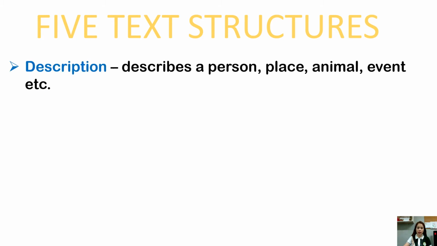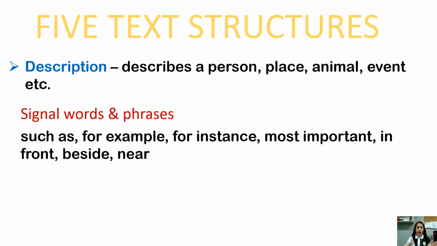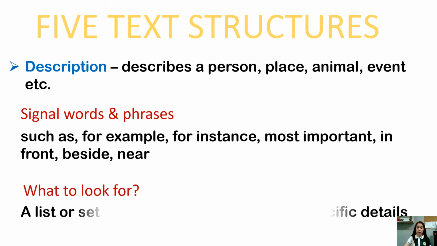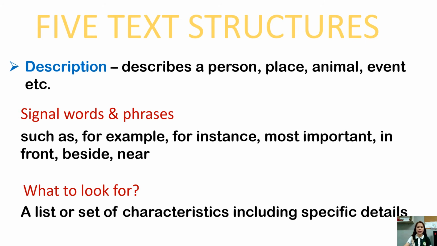First is description. It describes a person, place, animals, event, etc. So this structure presents the causal relationship between a specific event, idea, or concept and the events, ideas, or concepts that follow. Take note of the signal words or phrases such as for example, for instance, most important, in front, beside, near. And what are you going to look for? A list or set of characteristics including specific details.